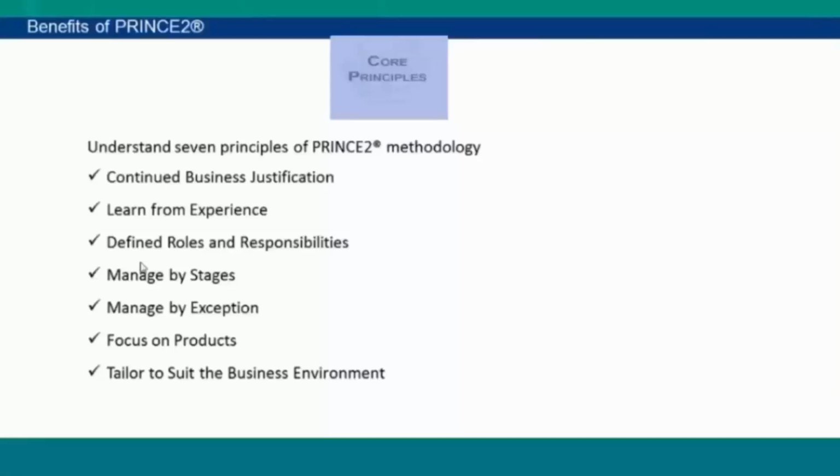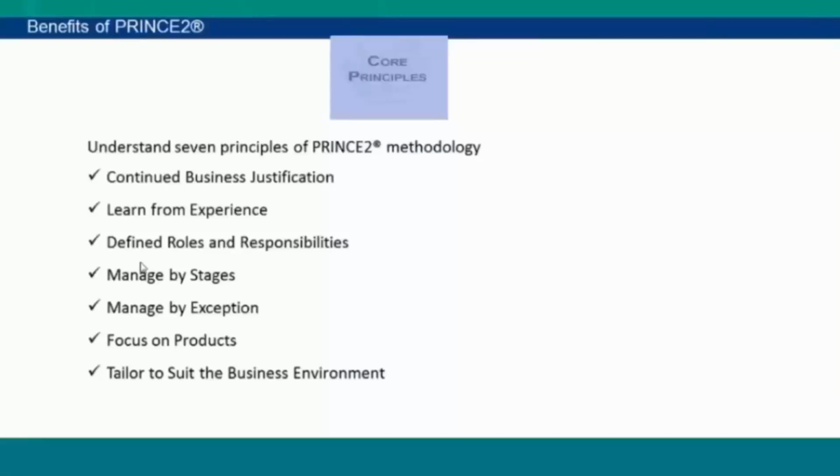Then manage by stages. I told you for a project we have different stages. That is also called sequential delivery. If design is completed, you need to go for development. If development is completed, you need to go for testing. Okay, so these are my many stages, and I need to manage all these stages.